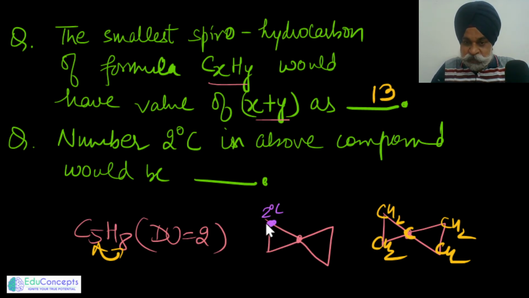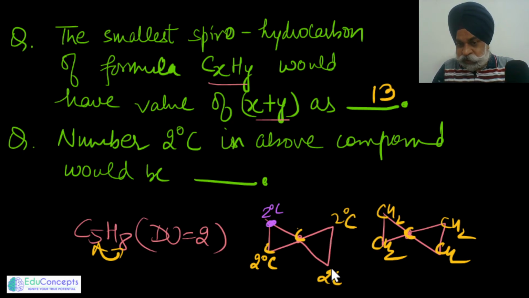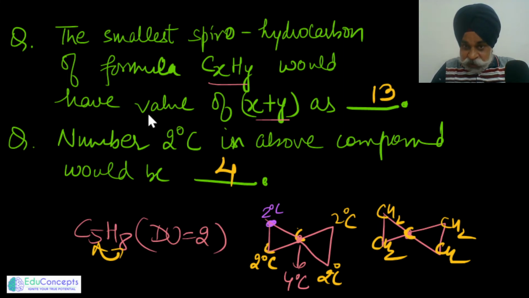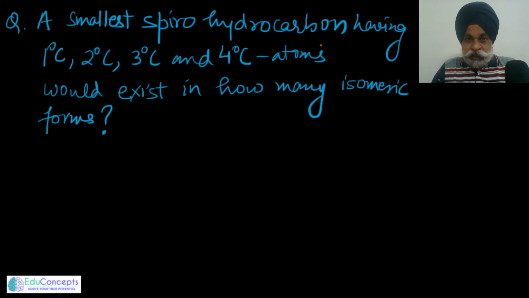A secondary carbon is a carbon which is attached to 2 carbons. So this is attached to 2 carbons. And similarly, this also is secondary, this also is secondary, and this also is secondary carbon. So there are 4 carbon atoms which are secondary, and 1 carbon, the bridgehead carbon, is quaternary in nature.